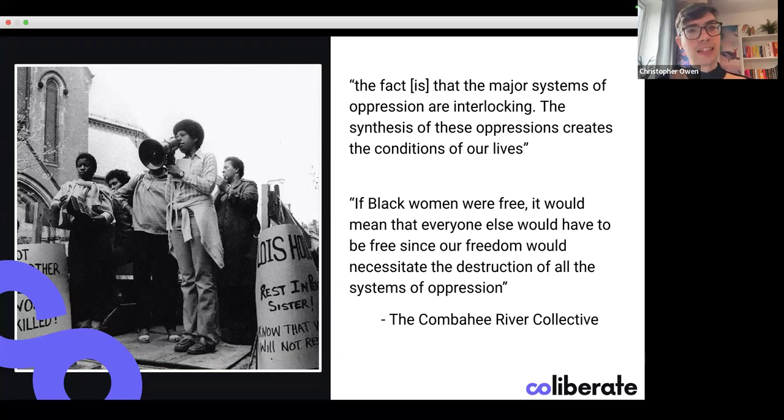The fact of the matter is, we are not going to solve our problems on our own. We are not going to solve these crises on our own. We have to work together. We have to come together. Because all of these systems of harm are interconnected.